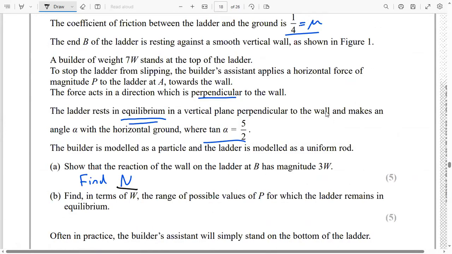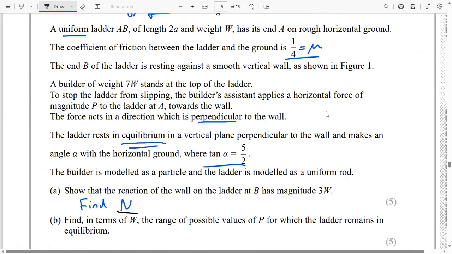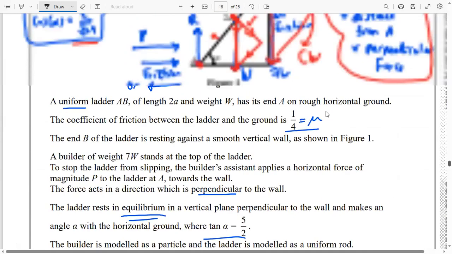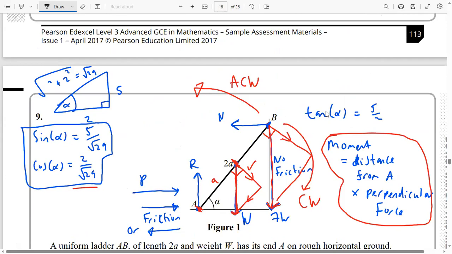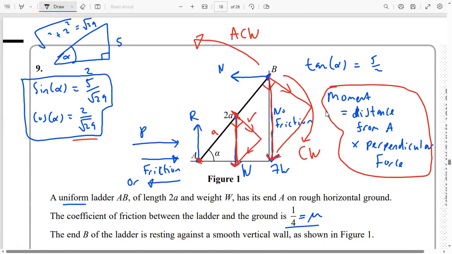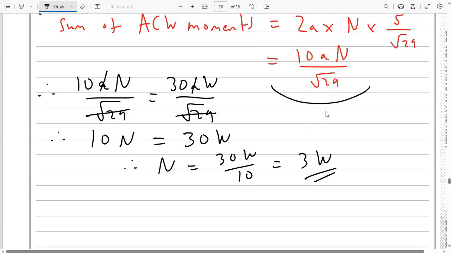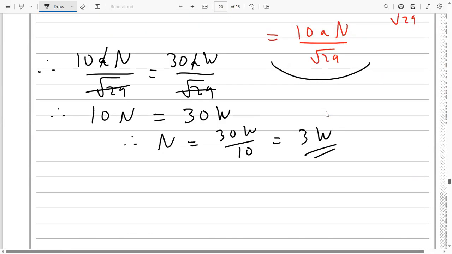So if we go back to the question, show that the reaction of the wall on the ladder has a magnitude of 3W, and that's our question done. So this N force is 3W. When you label your force diagram, if you're going to call that reaction force N, make sure you label it N in your force diagram, and then when you write your final answer, N equals 3W, the examiner knows what you mean. Okay, so that's the first part of the question done.